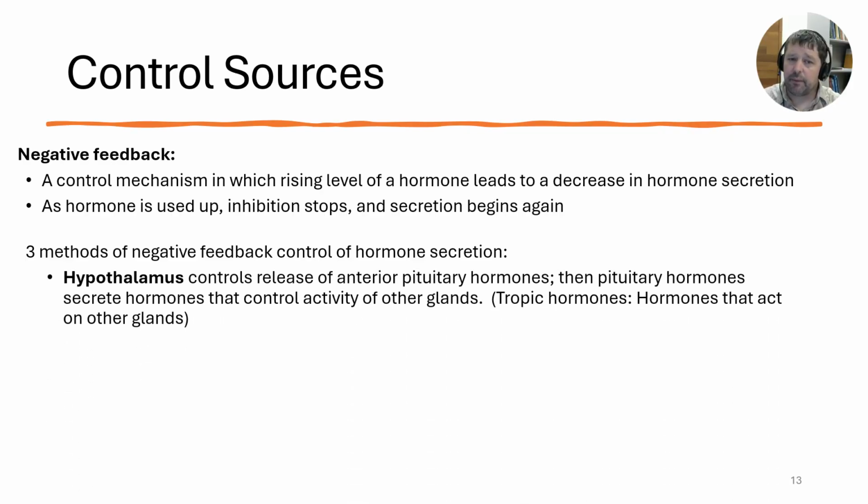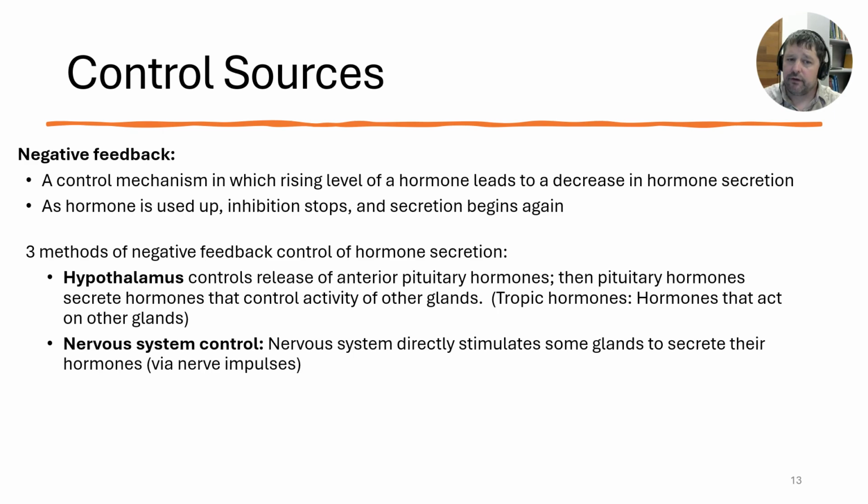Okay? The hypothalamus, right? It controls the release of pituitary hormones, the anterior pituitary hormones. We'll get to the other portion of the pituitary gland. Those pituitary hormones then can secrete hormones that control activity in other glands. Okay, and we'll come back and we'll look at this. So that's one way.